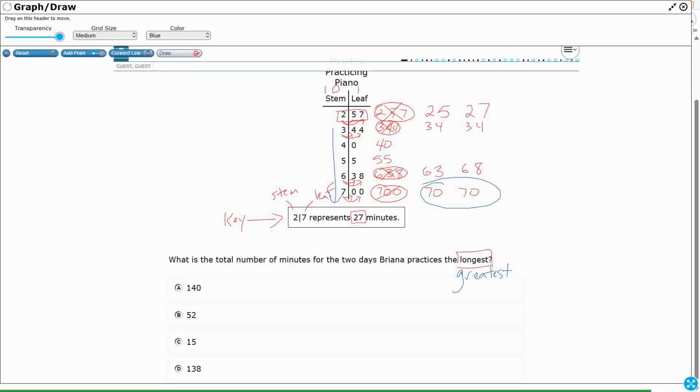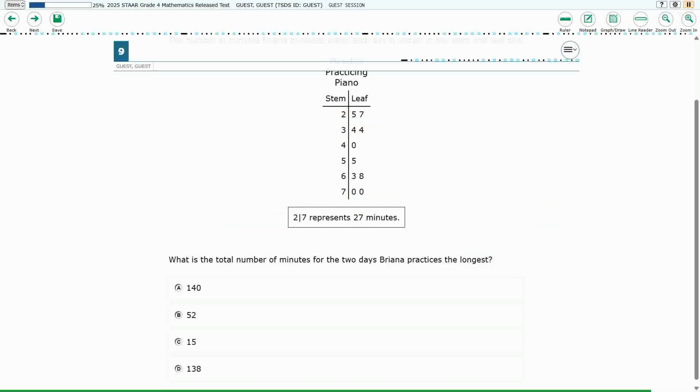Find where it is. We have 70 and 70, and if you want to, you can add them up with a standard algorithm, but most of us are probably doing that mentally. That's where I said you might be able to do this in your head. If you add the two 70s, you're going to get 140. And so that is our answer A.